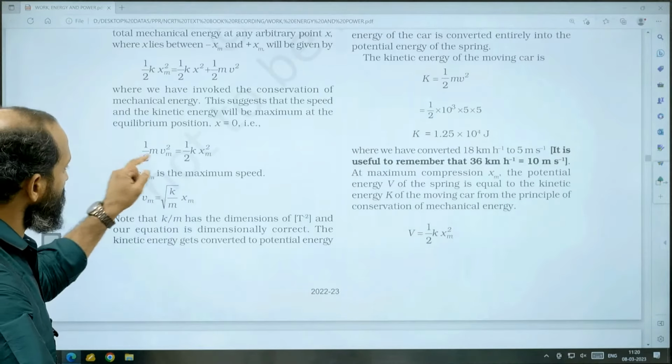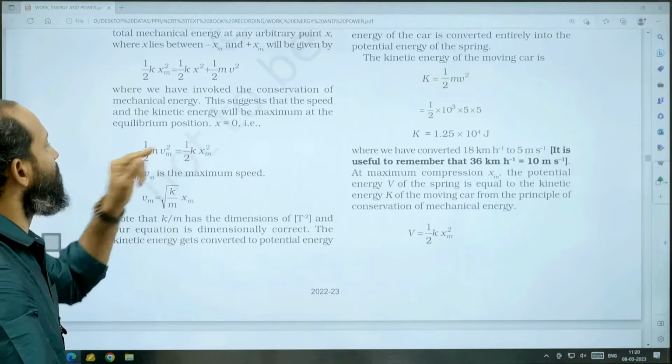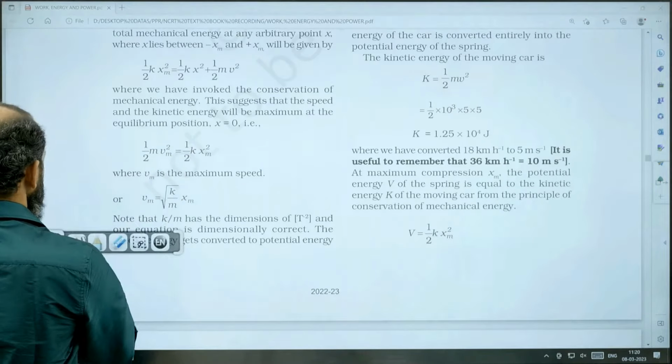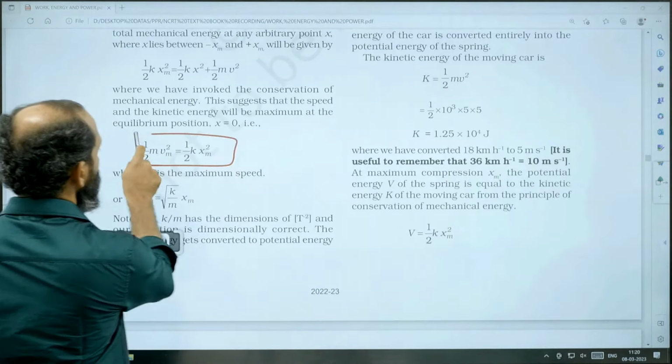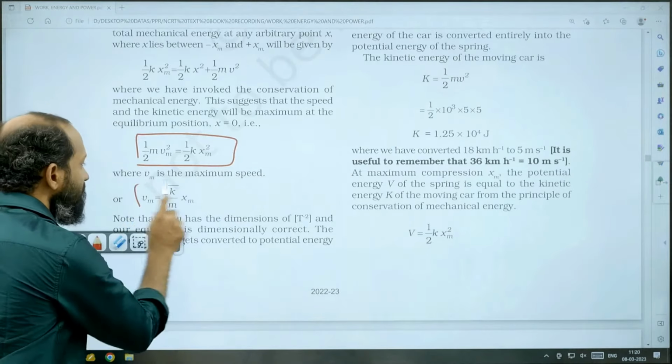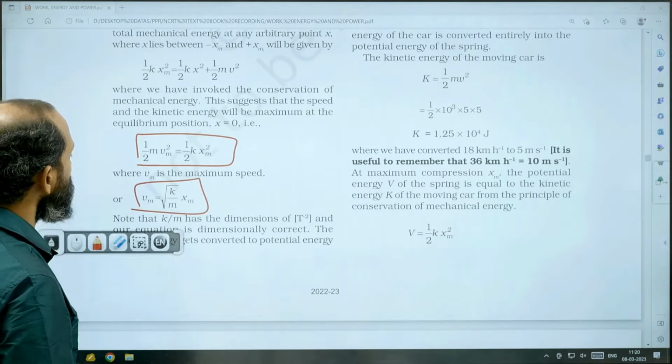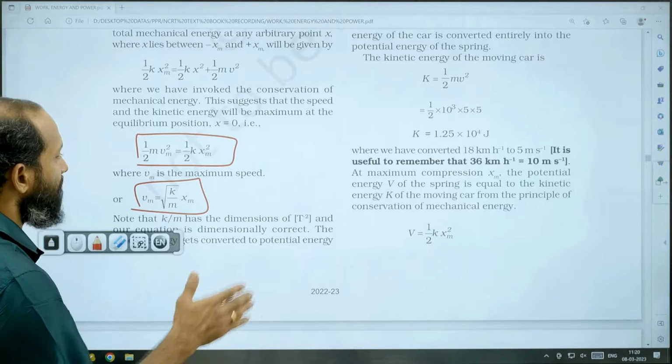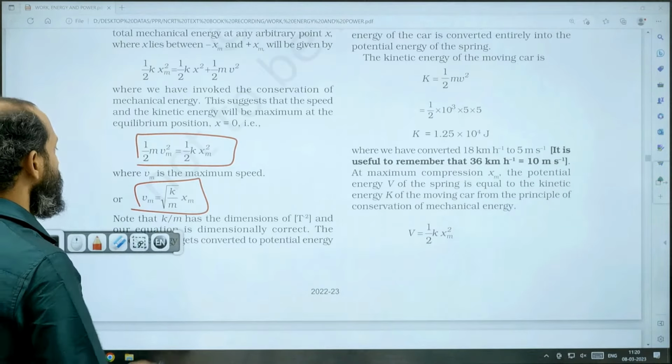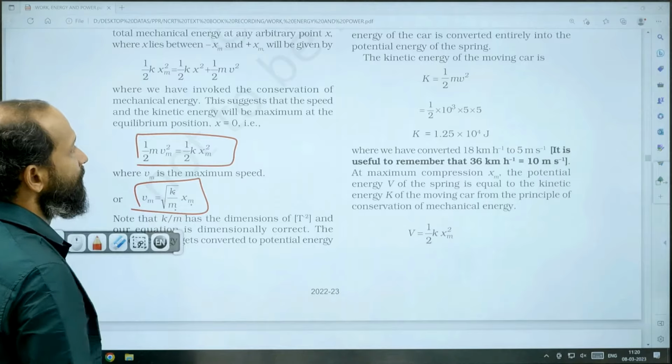So the maximum kinetic energy is equal to the maximum potential energy. That is the energy conservation. V maximum is the maximum speed possessed by the oscillating body when it passes through the mean position, given by root of K by M into Xm, where K is the force constant.